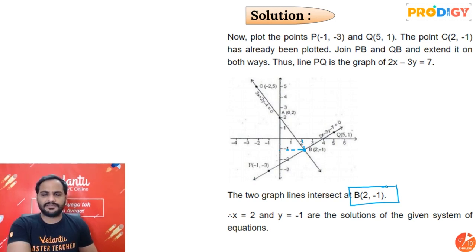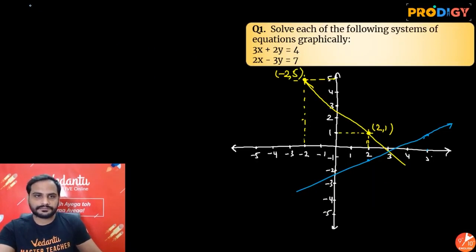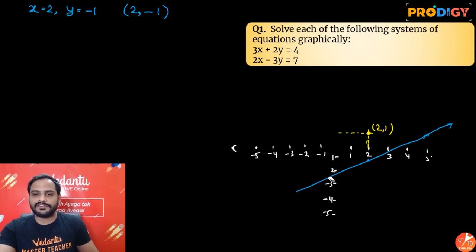So point of intersection, intersecting lines, unique solution: there is only one common solution, and that will be 2 comma minus 1. Now beta, look, the main thing: x equal to 2 and y equal to minus 1, the point where these two are intersecting, is a common solution for both the equations. You can put these values of x equal to 2 and y equal to minus 1 in both the equations, and you will find that yes, it is satisfying both.